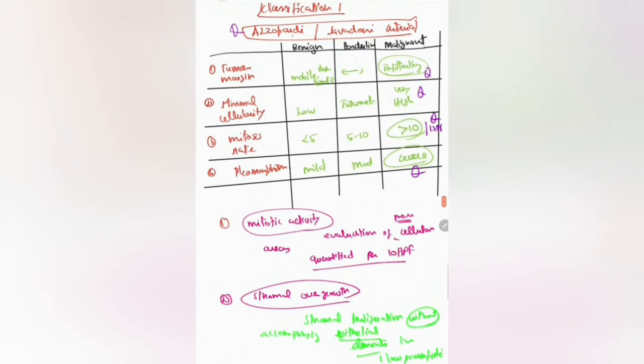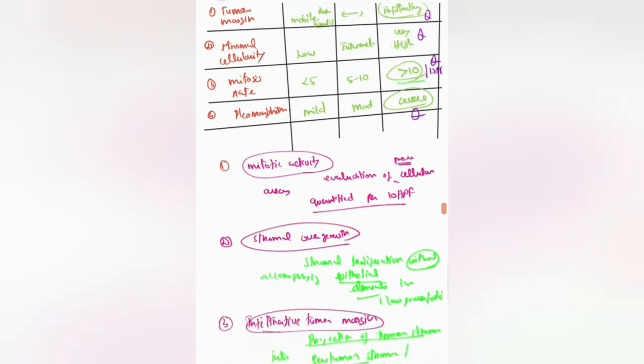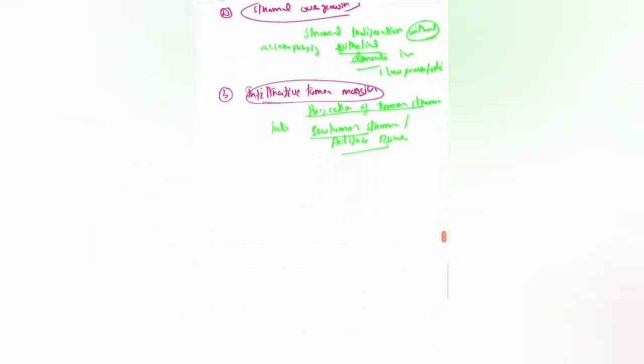Clear? So this mitosis rate means there is an evaluation of more cellular areas, you assess and quantify it per 10 high power fields. If it is more than 10, then it is a malignant phyllodes. You look for stromal cellularity. What does that mean? Stromal overgrowth means that it should be accompanied by absence of your epithelial elements, minimum one low power field. And what is infiltrating tumor margin? It is the projection of your tumor stroma into your adjacent adipose tissue. Understood?